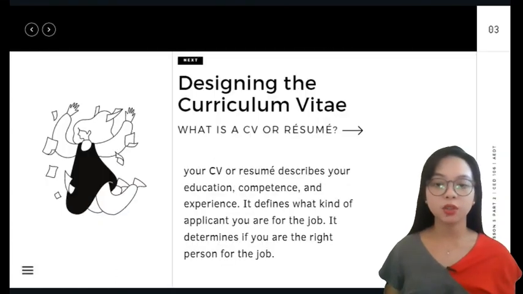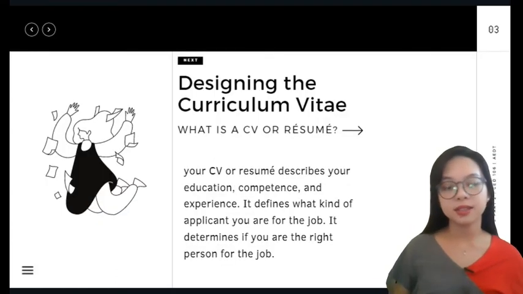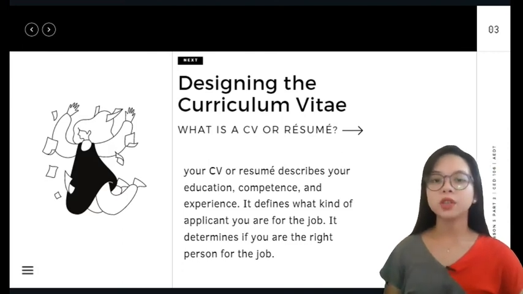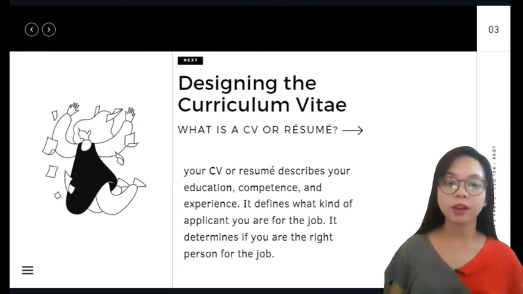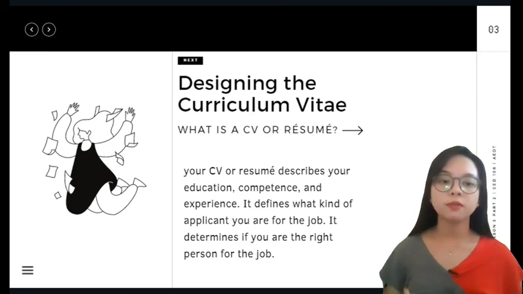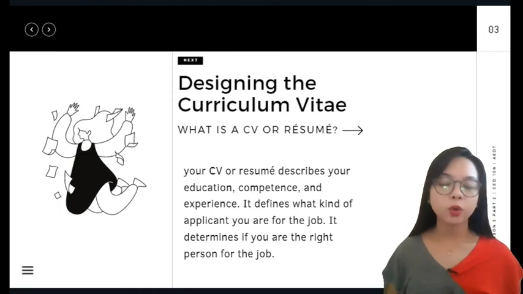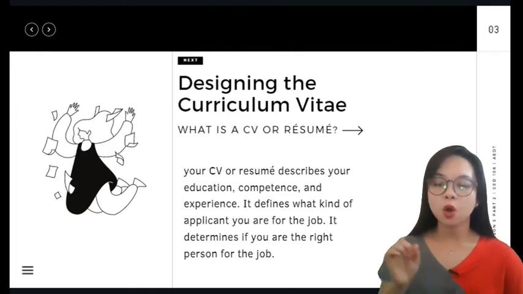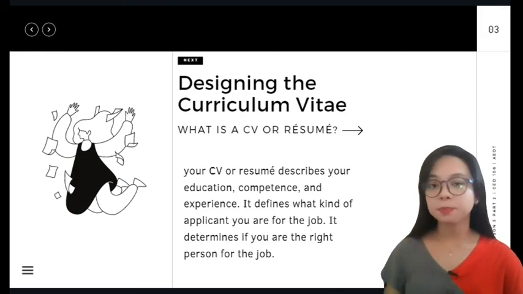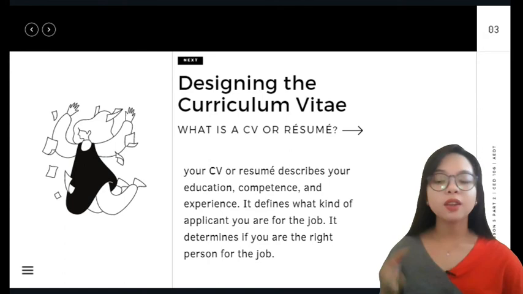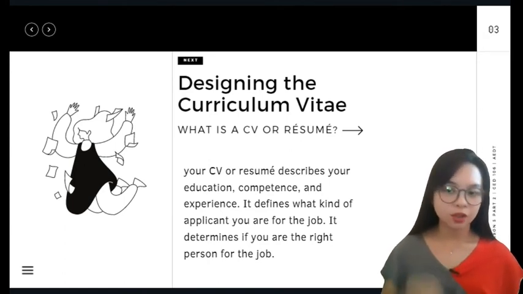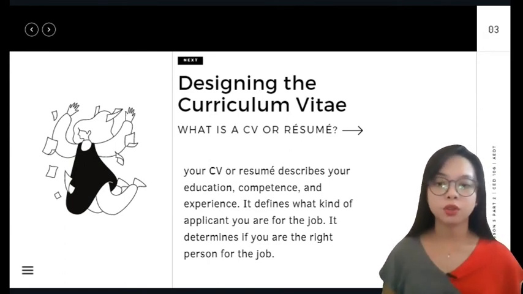We are now proceeding to designing the curriculum vitae, a CV or a resume. And of course, as one of the essential requirements for job hiring, your curriculum vitae should demonstrate to any prospective employer why they should hire you above any of the other candidates who have presented themselves for employment. So your CV or your resume must describe your education, your competence, and experiences. It defines what kind of applicant you are for the job. It also determines if you are the right person for the job.